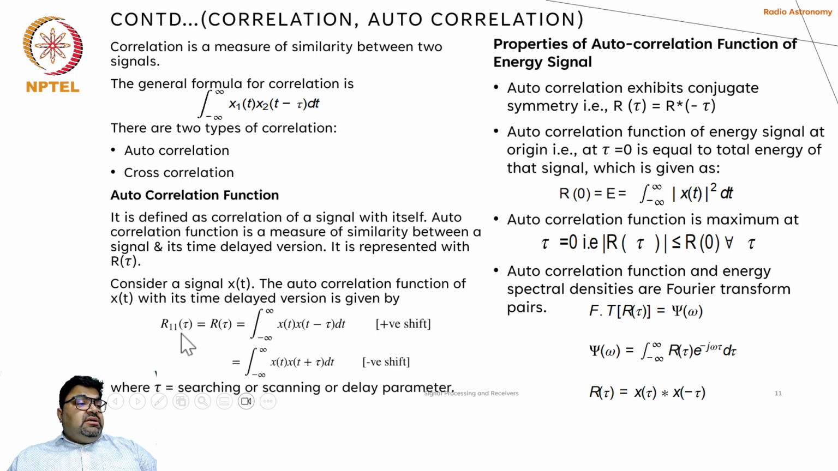R of tau, for the same signal, is given by x(t) times x(t - tau), which is the positive shift, and x(t) and x(t + tau), which is the negative shift. Tau is the searching or scanning parameter for delay, if any. Properties of the autocorrelation function of an energy signal: R(tau) is equal to R*(-tau). The autocorrelation function of an energy signal at the origin, tau equal to 0, is equal to the total energy of the signal itself, given by R(0) = E = the integral from -∞ to +∞ of |x(t)|² dt.